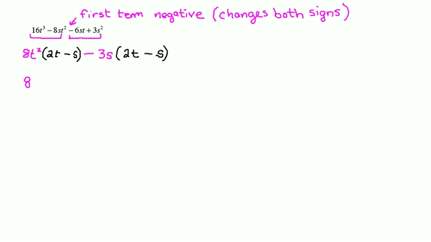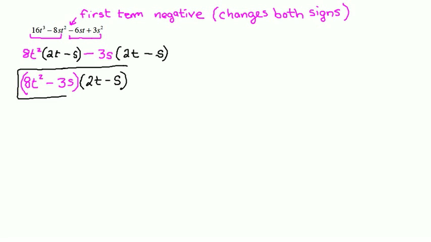I'll write down my purple factor first, which comes from the two GCFs. That's 8t squared minus 3s. And my second factor, which comes from the common binomial, we'll write in black. 2t minus s. It is still correct to write these in the other order, but what we'll find when we go to check something like this, and remember that we always check by multiplying, we'll find that when we FOIL this back out, the terms will come out in the same order if we put the common binomial second.